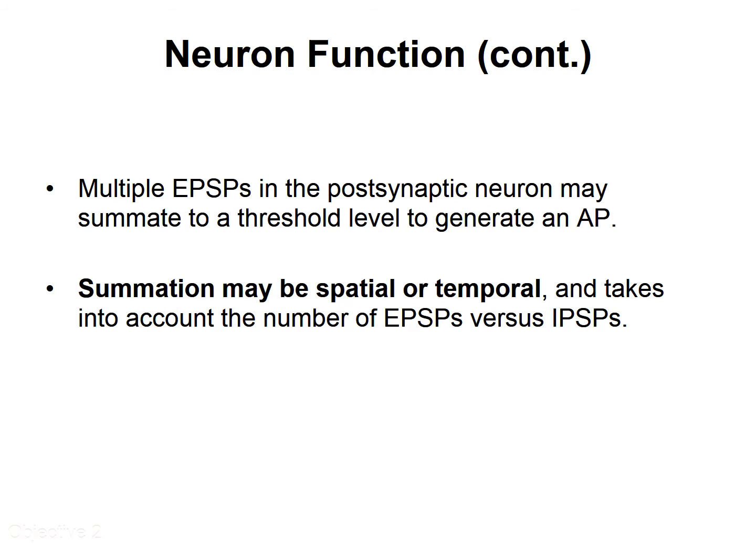A single neuron may form multiple synapses with another neuron or thousands of other neurons, which of course means that there are thousands of other synaptic connections. The excitatory postsynaptic potential in the postsynaptic neuron can summate to a threshold level enough to generate an action potential. The summation may be spatial or temporal and takes into account the number of EPSPs versus the number of IPSPs.